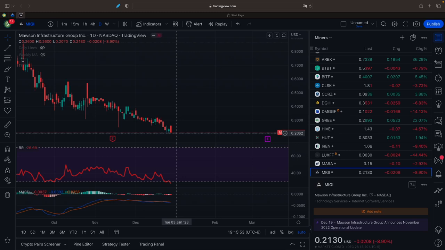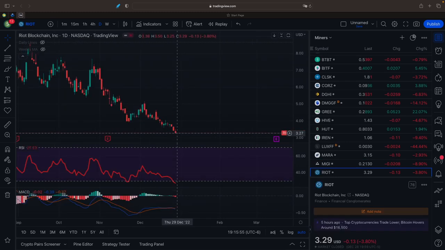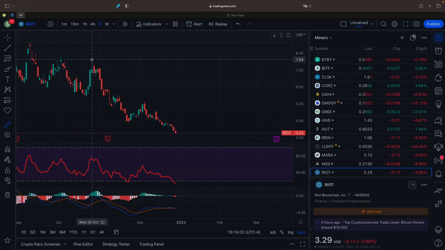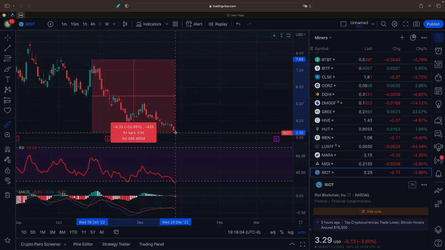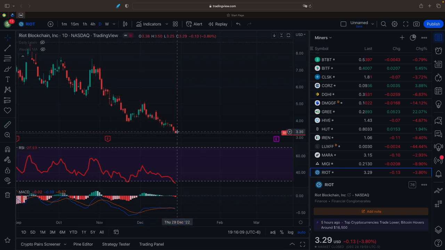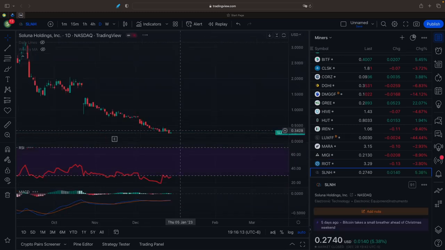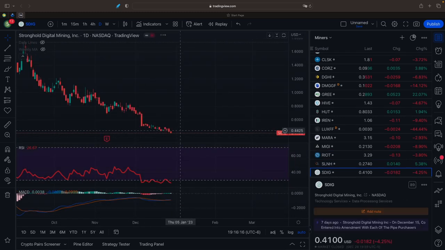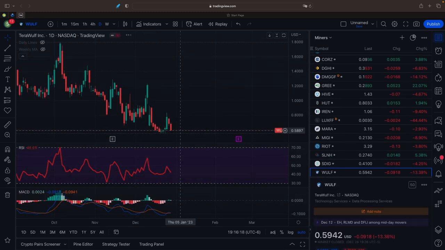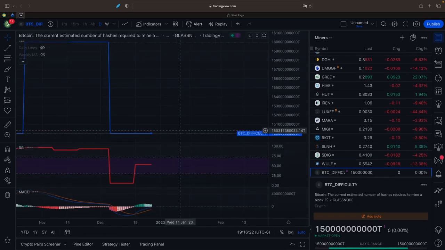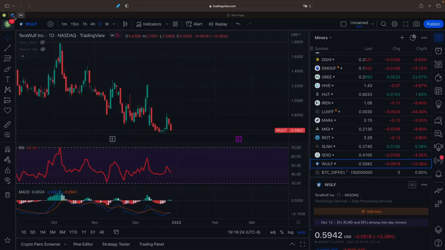Bit was down 8.9% to 21 cents. Riot was down 3.8% to $3.29. They've also been coming down here. If we look at it really quick, let's go from the peak to the bottom. They are down 56% in 43 trading days. So not good. We're definitely feeling the hurt right now in the miners. And then Soluna was up 5.38% to 27. Stronghold was down 4.25 to 41. Wolf was down 13.38% to 59 cents. And that is it. So let's take a look at the network hash rate really quick.